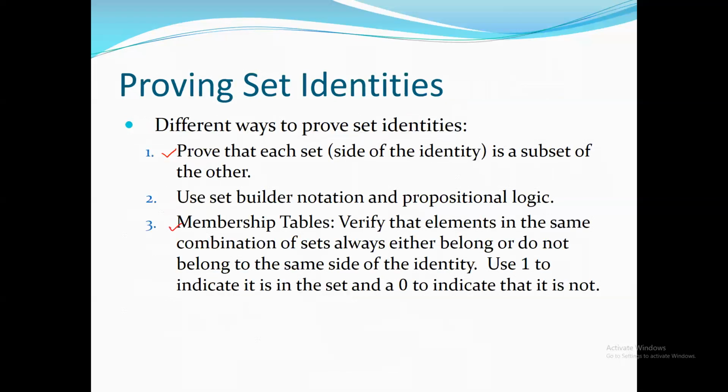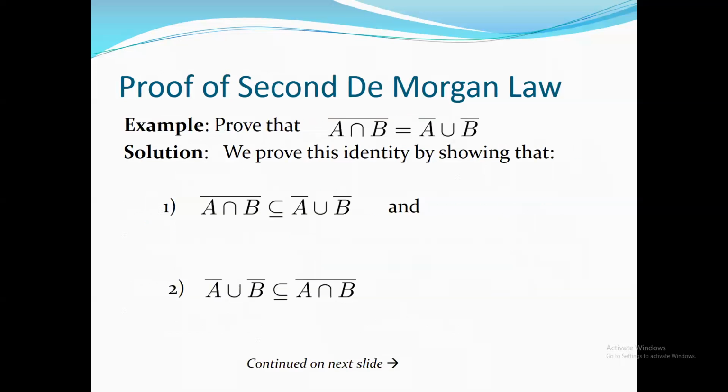first strategy, that is to take the subset. Each set is a subset of the other set, right? So we can prove it. We can prove this identity by showing that (A intersection B) whole complement, that is the left hand side, is a subset of the right hand side, that is A complement union B complement. And first of all we prove this, and then we have to prove it on the other side as well.